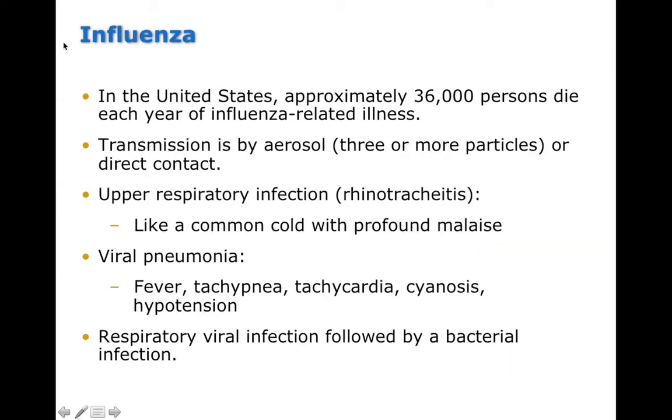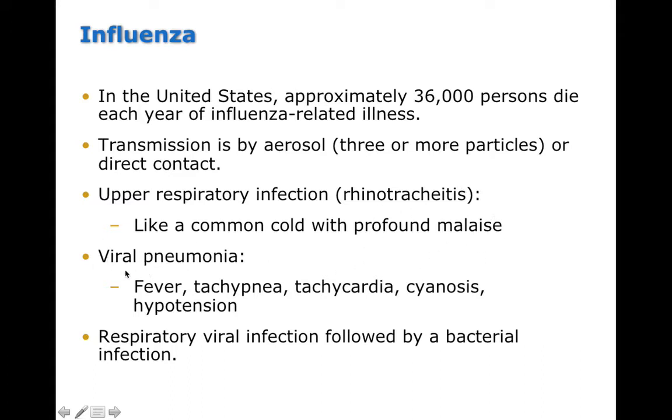Now, with influenza viruses, there's a wide variety of these. And in the U.S., approximately 36,000 people die each year of influenza-related illness. Now, it's transmitted by aerosol, which means it's airborne, and you need 3 or more particles to be infectious. But with an upper respiratory tract infection of influenza, it causes rhinotracheitis, which is like the common cold, but with more profound malaise because of a stronger immune response. It's going to lead to just sort of weakness.